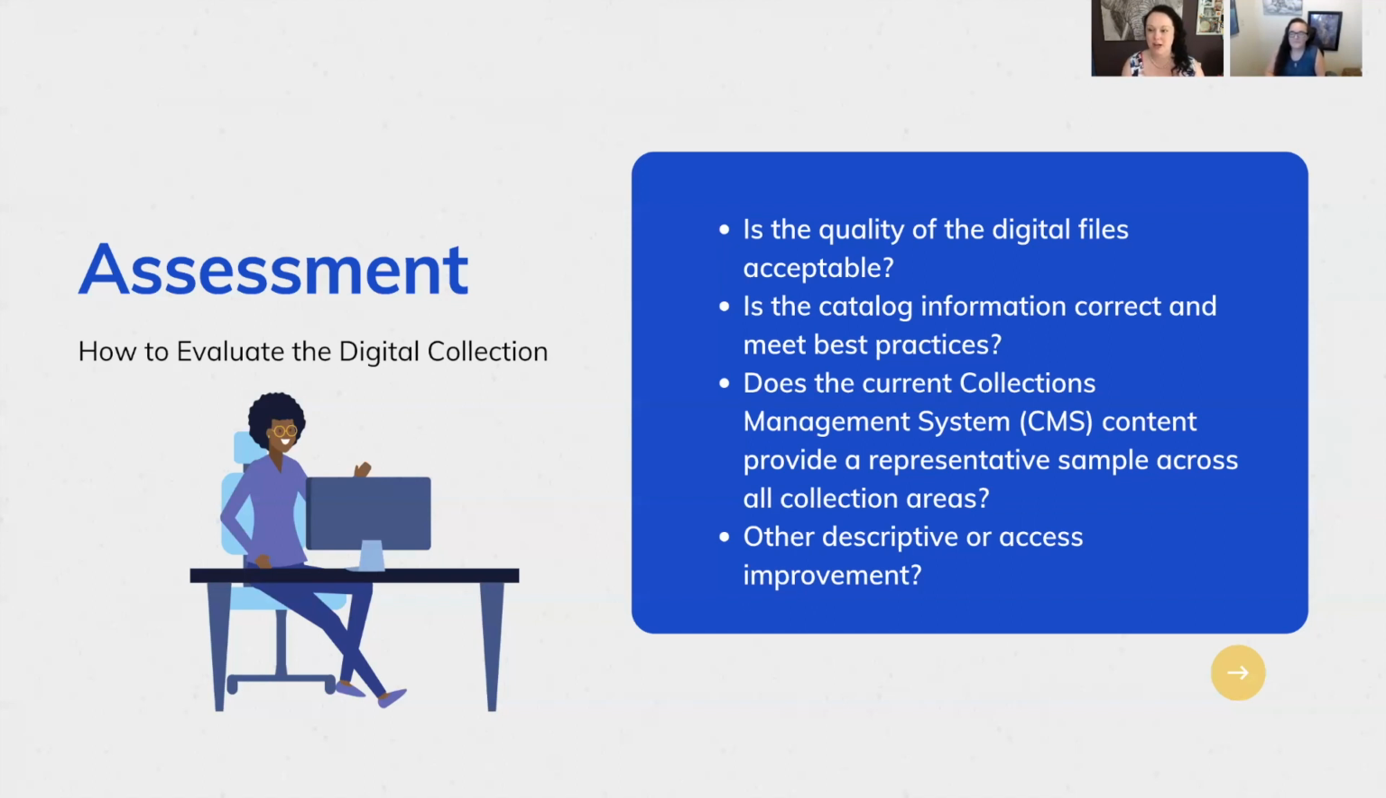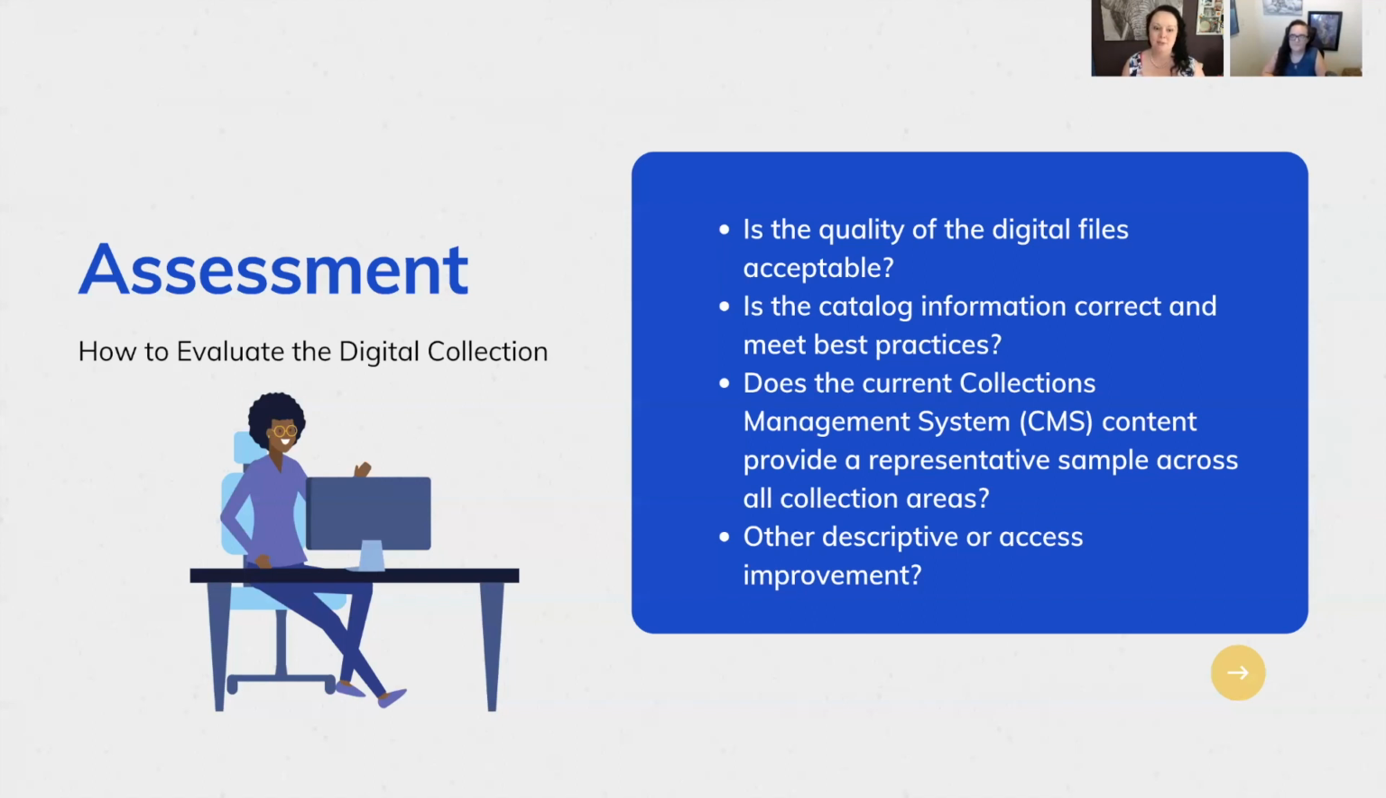So if you've digitized items in your collection and you've cataloged and put them online, do those meet best practices, both in terms of whether it's Society of American Archivists or ICOM best practices, or even internal practices. But for many of us, if we're inheriting something from earlier, it usually doesn't always meet our current standards. Then think about, does the current collection management system content provide a representative sample across all collection areas?